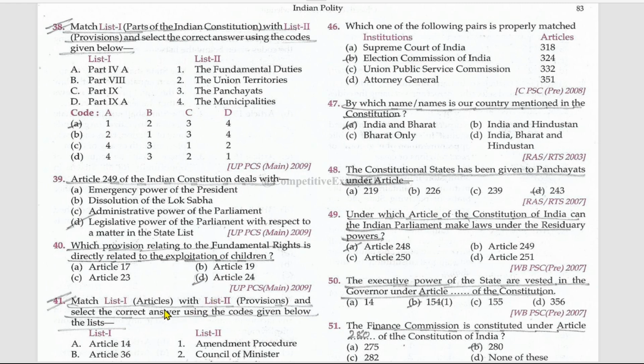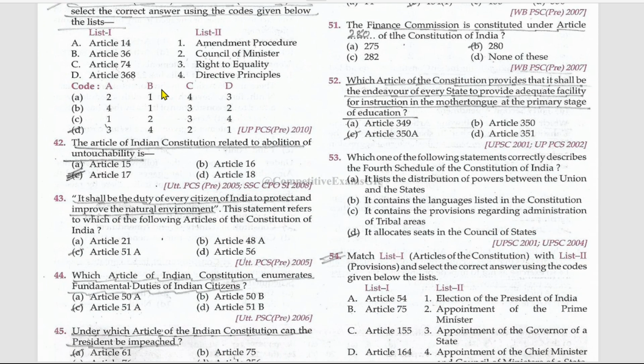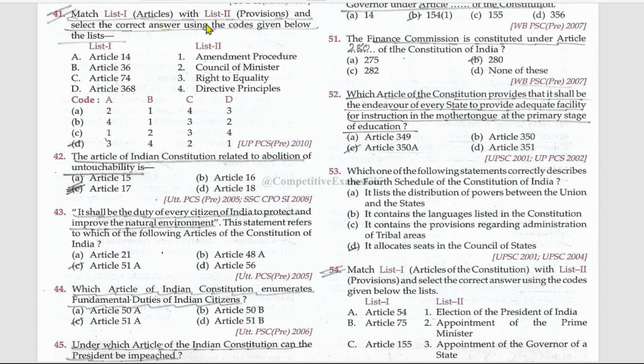Article 24. Another matching, list 1 articles and list 2 provisions. Article 14, right to equality. Article 36, directive principles. Article 74, council of ministers. Article 368, amendment procedure. The article of the Indian Constitution related to abolition of untouchability is Article 17.